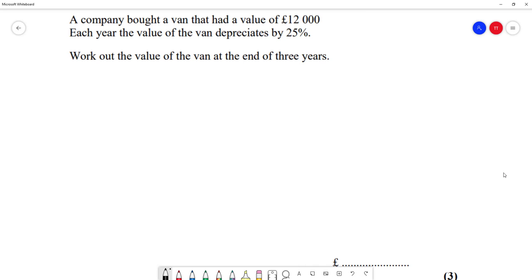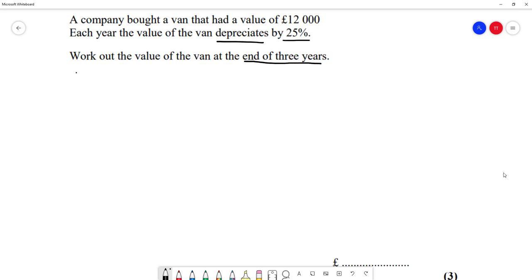Okay, here's a question for you to try. You can pause the video, and when you're done, I will go through my worked solution. Okay, welcome back. The question says a company bought a van that had a value of £12,000. Each year, the value of the van depreciates by 25%. Work out the value of the van at the end of 3 years.